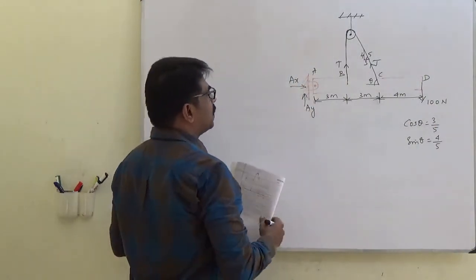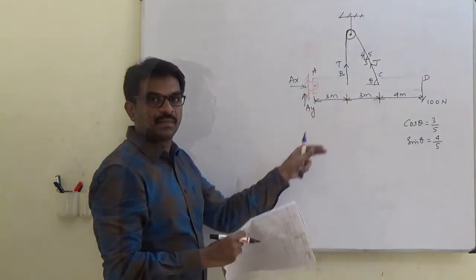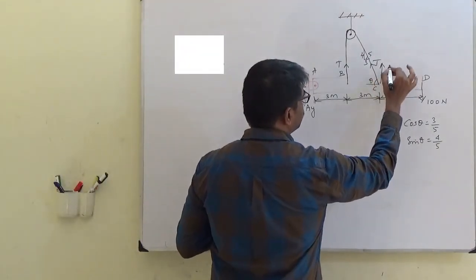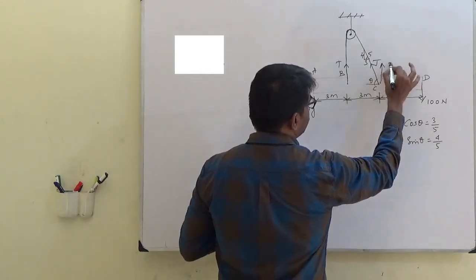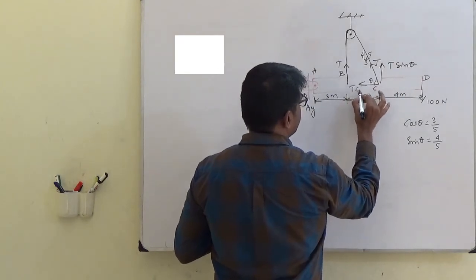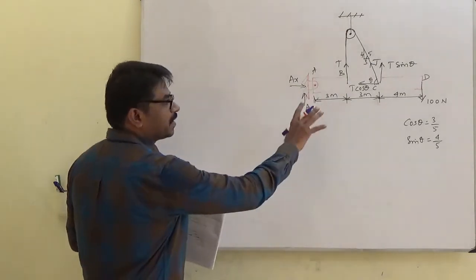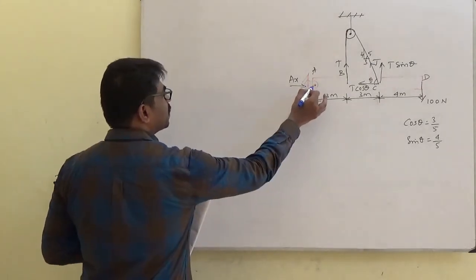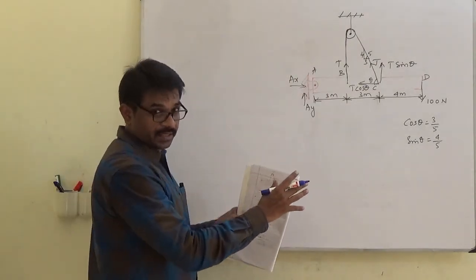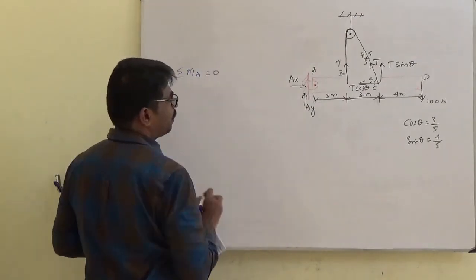Let us now solve this problem. I am not drawing a separate free body diagram because it is pretty clear in this diagram itself. At C, the force is resolved into two components: the vertical force, T sin theta, and the horizontal force, T cos theta. Now we will write the equilibrium equations. I take the moment equation first. So take moment about point A. You can take moment about any point. So summation of moment about A equal to 0.